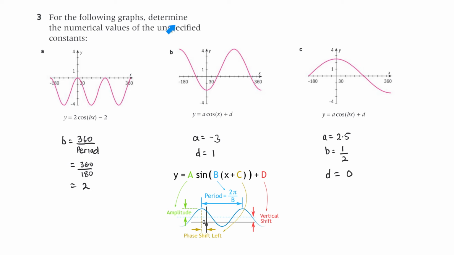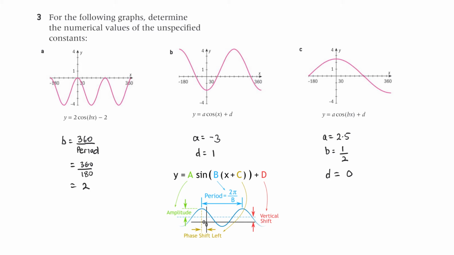3. For the following graphs, determine the numerical values of the unspecified constants. So I've got y equals 2 cosine bx minus 2. We need to find b. Well, b equals 360 over the period. Sorry, I've used a lowercase here, but that reflects directly with that one there. So that's good. So I've got the small b is 360 over the period. So that's 360 divided by 180. Now the period is from here to there, the peak's here. So that's 180. So 360 on 180, b must equal 2.